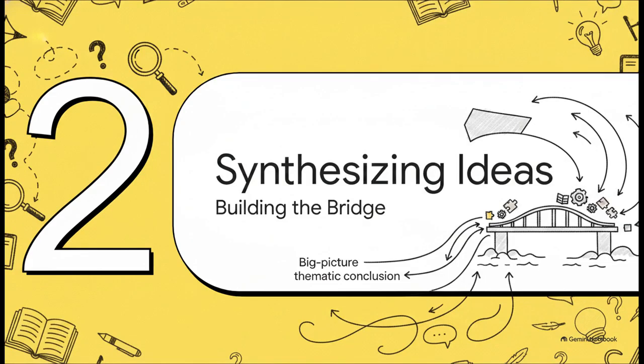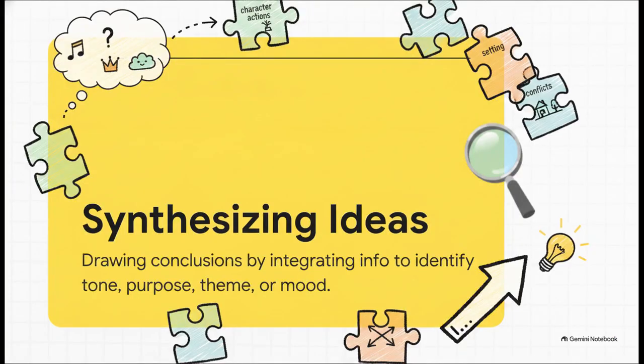Section 2. Synthesizing ideas. Building the bridge. You can think of synthesis as the analytical bridge. It connects all those tiny, specific reading details into one big-picture thematic conclusion. Synthesizing ideas basically means drawing conclusions and making generalizations by integrating information. You're taking all the separate puzzle pieces, right? The character actions, the setting, the conflicts, and you're snapping them together on this bridge. By doing this, you're able to accurately identify the tone, the purpose, the mood, or the theme of a passage. It's literally higher-level thinking at its finest.